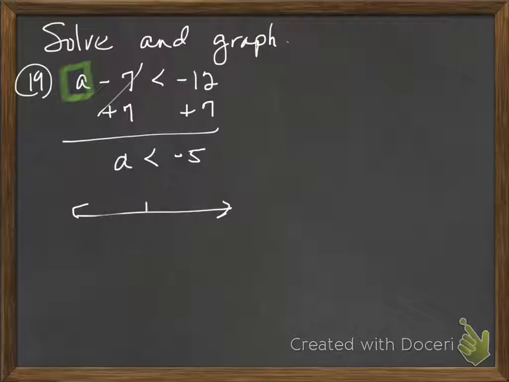Take your negative 5, place it on your number line. There is no equal sign here, so my circle would be open, and I'm graphing all the numbers that are less than negative 5. So that would be all the numbers to the left. Again, less than is to the left, greater than is to the right.